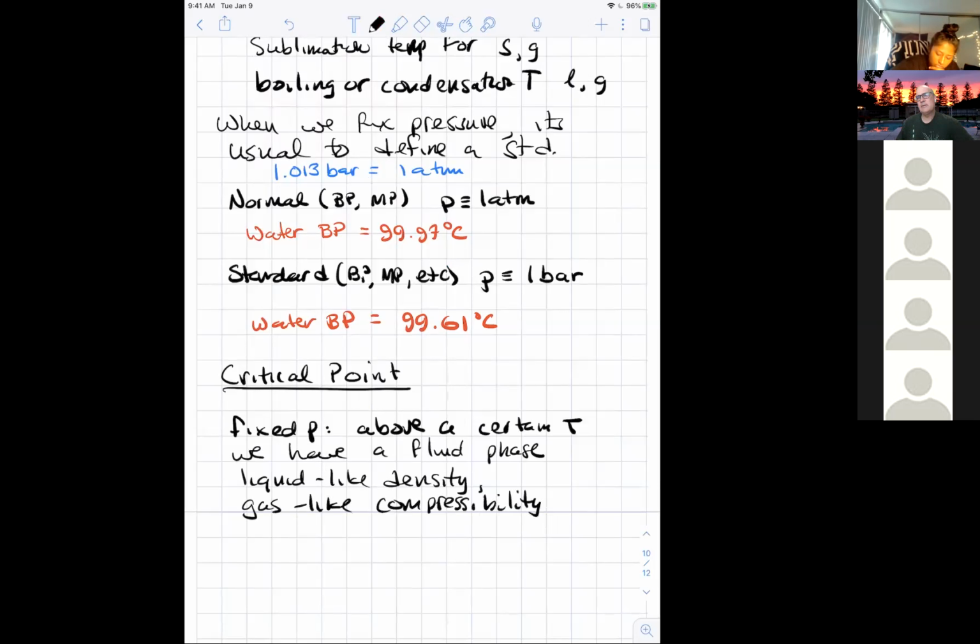And I think this is maybe the best physical way to describe a fluid. If you were to compare it to a gas, the density would be higher than a gas, but it acts like a gas in the compressibility sense, right? You could squeeze it. If you compare it to a liquid, then it has a liquid-like density, approaching a liquid density, but you can squeeze it, which means you could actually change the density a little bit. So that's what happens above a certain point.